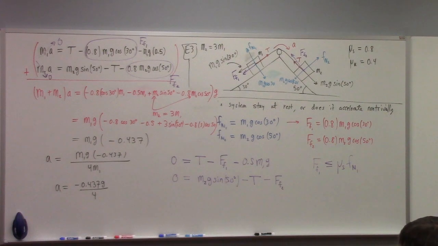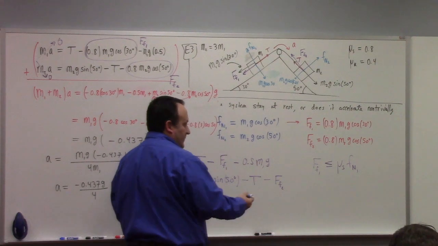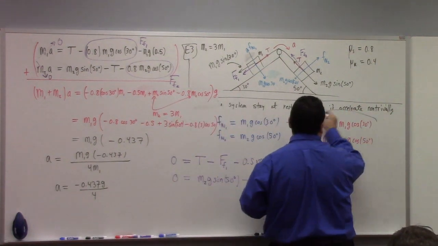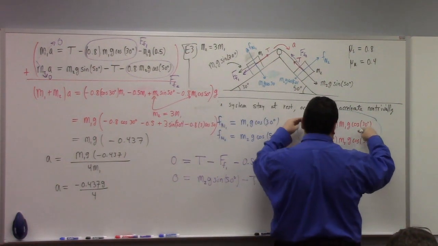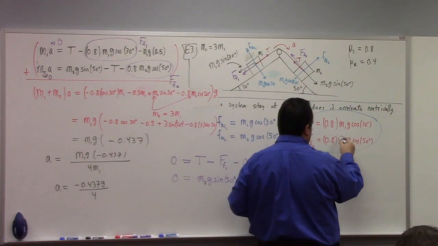I think there's some other... Oh, radius. There you go. That's the other equation I'm missing. Thank you, perfect. So his point is that these relate the force of frictions because we know that M2 is what?